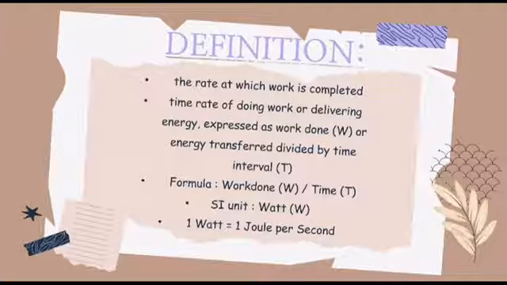Then, the SI unit for power is the watt, because it refers to the rate of working. 1 watt is also equal to 1 joule per second. It is because work is energy transfer, while power is the rate at which energy is expended.